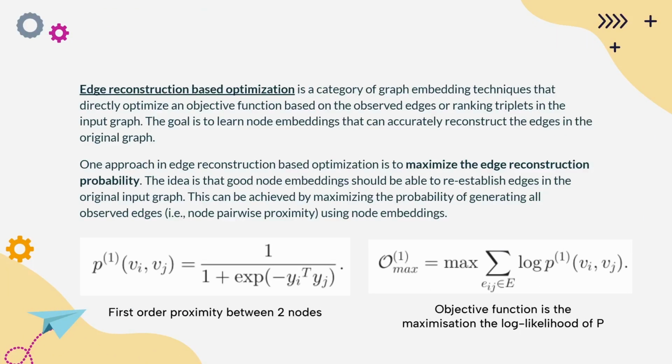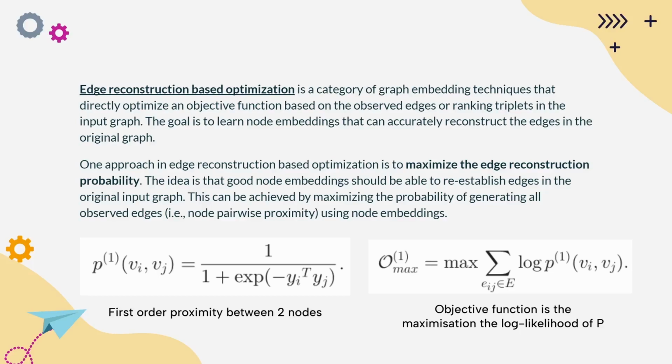There is another method that involves edge reconstruction based optimization. In this category of graph embedding technique, it optimizes an objective function based on the observed edges or ranking triplets in the input graph. The goal is to learn embeddings that can accurately reconstruct the edges of the original graph. One approach is to maximize the edge reconstruction probability. The idea is that a good node embedding should be able to re-establish the edges in the original input graph.